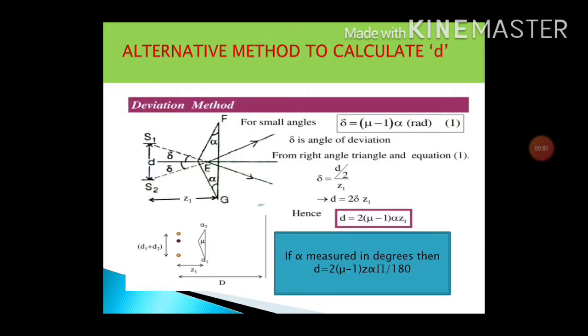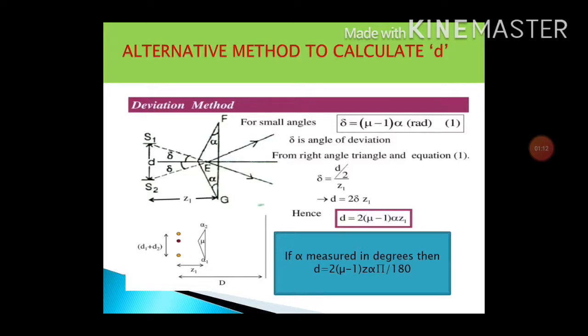You must have done this in your lower classes, the angle of deviation. Here alpha is the angle of the prism, so that is why we have used alpha. The value of alpha is put here in radians. Now from the figure you can see that from the right angle triangle we can write delta = (d/2) divided by z1.